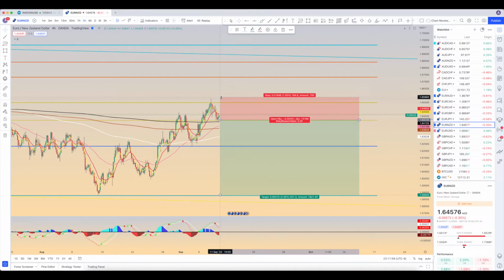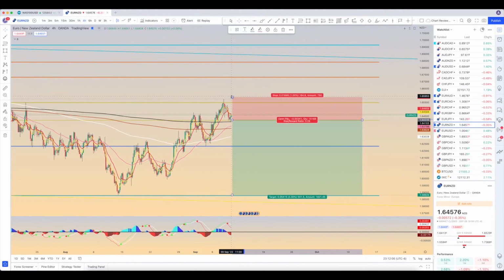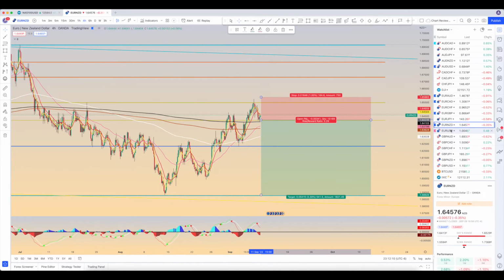If I were to enter it, it'd have to be like a 3.3 to 1 with 164 pip stop loss. That's just not worth it, to be honest. Like there's better trades to grab.